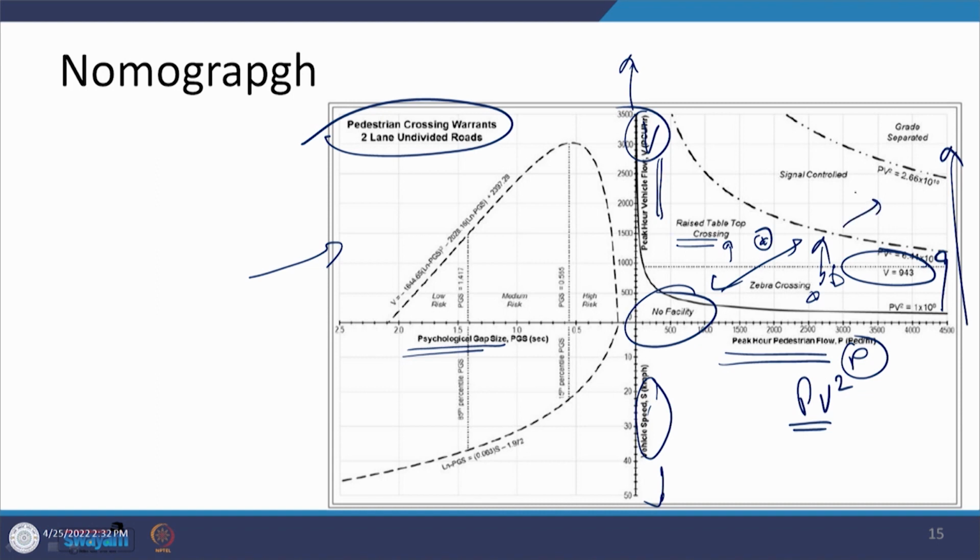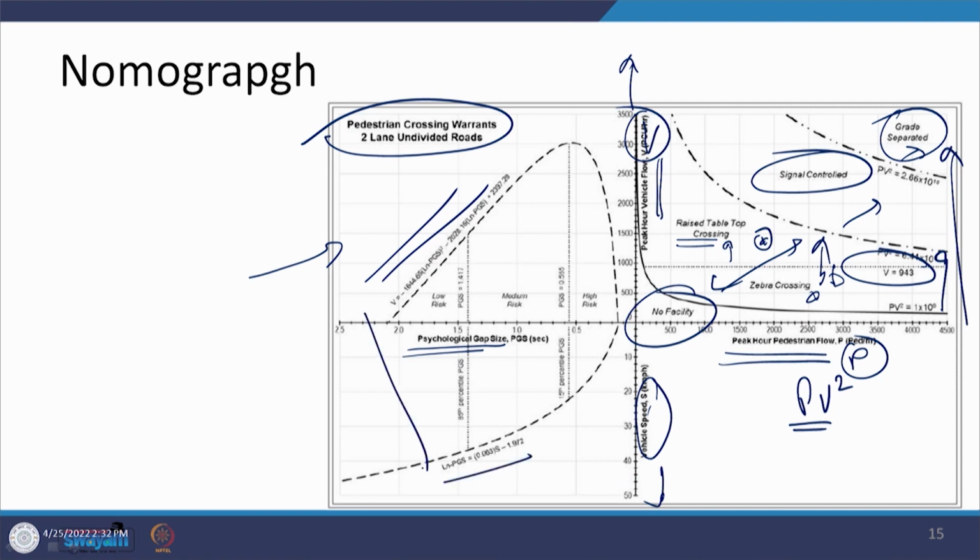And when we are beyond this, then a signalized control system can be there, and when we are beyond this value, then the grade separated system can be provided. If we talk here in terms of the PGS, the relationship has been shown here. So, this is the relationship of the PGS with the volume or the speed. So, these two things have been defined.